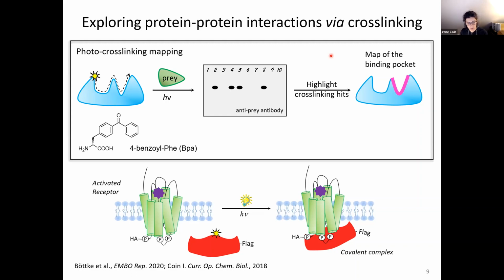I suspected when we started the project in 2015 that nobody would be able to get a crystal structure or a cryo-EM structure before we were done, and I was right. So I will show you what we did.